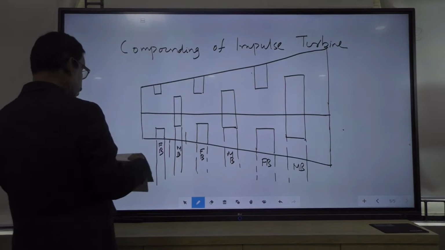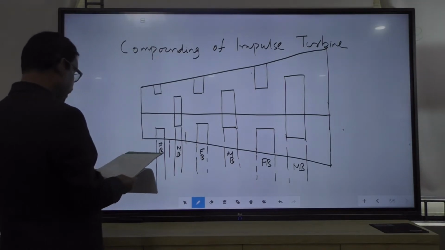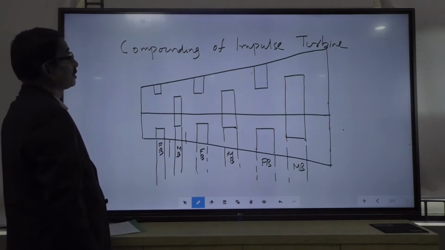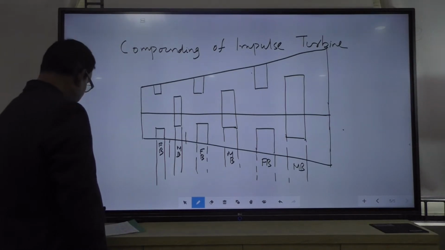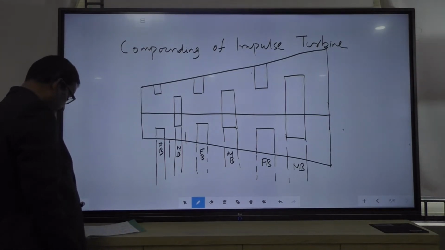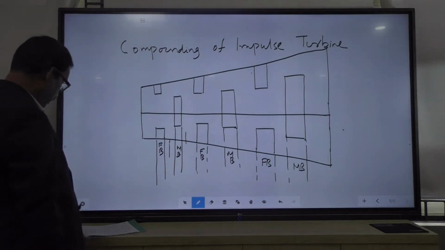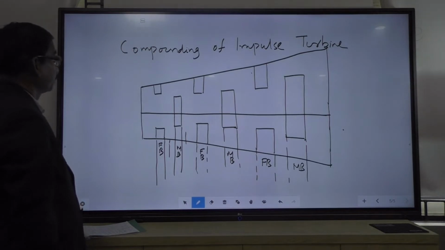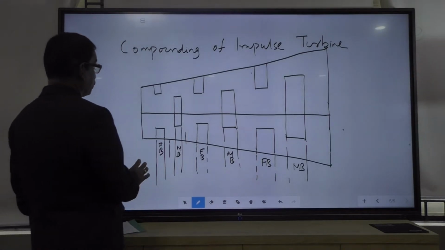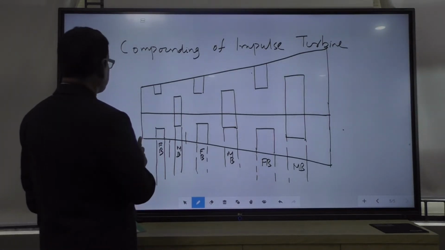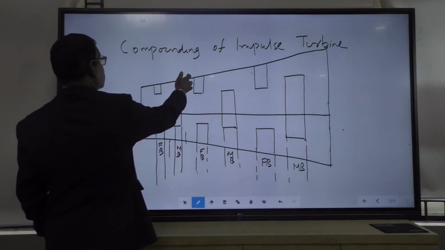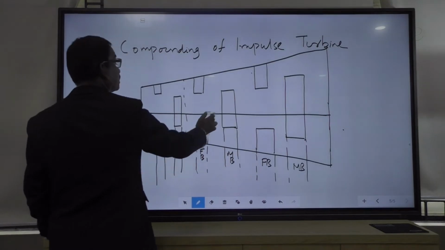Now, in order to increase our power generation in the steam turbine, you have to compound the turbine. What is compounding? Compounding means you have to add a number of stages in the turbine. One stage consists of one set of fixed blades and one set of moving blades. That means this is one stage, and this is another stage.